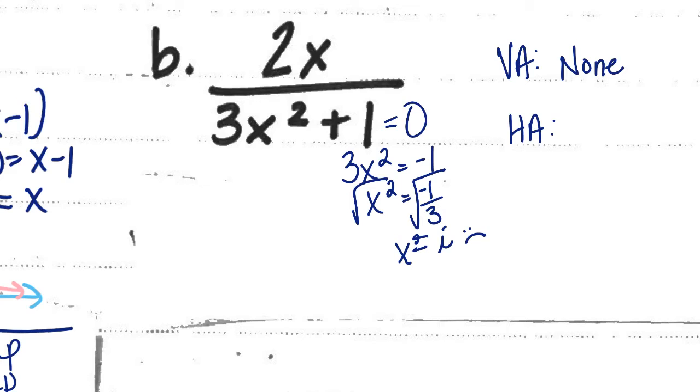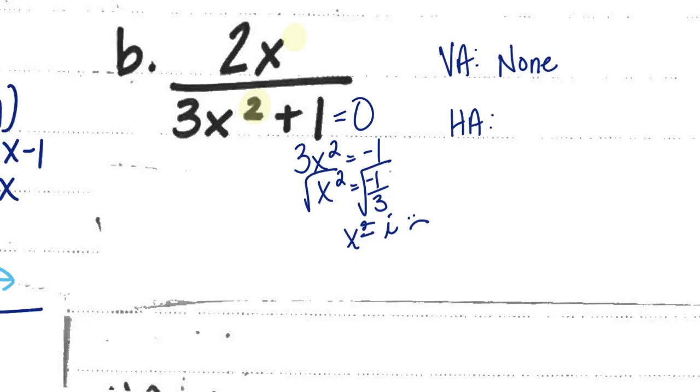Horizontal asymptotes. It tells us that when n is less than m, the horizontal asymptote is what? Y is equal to 0. I'm not going to graph this one for you.